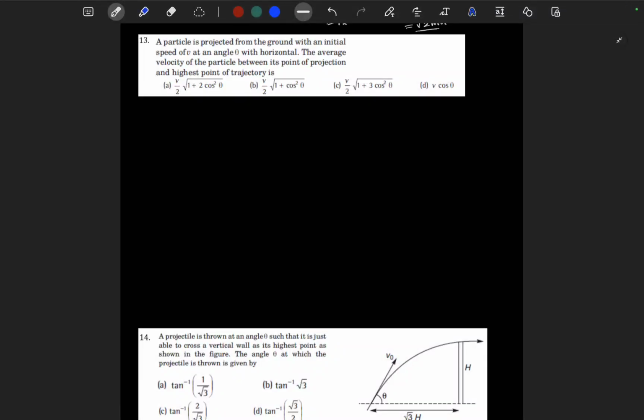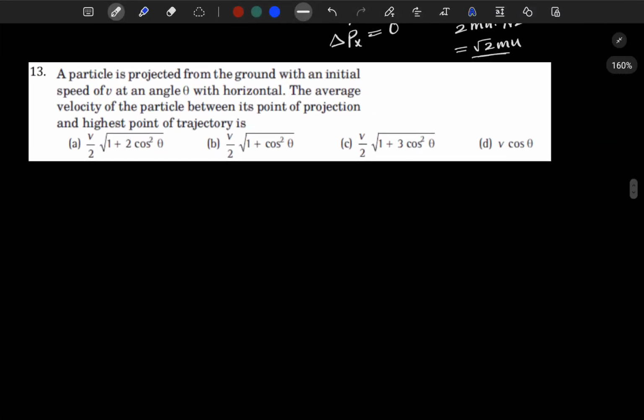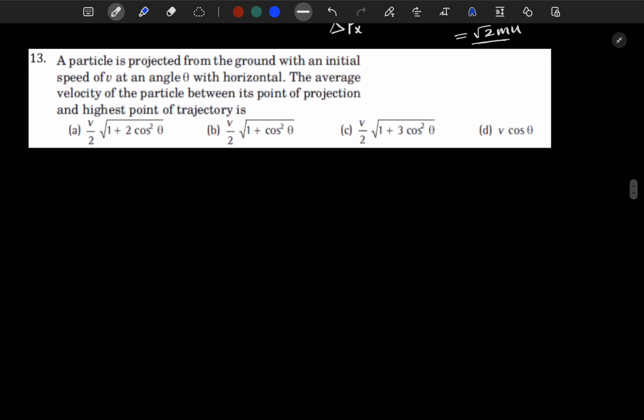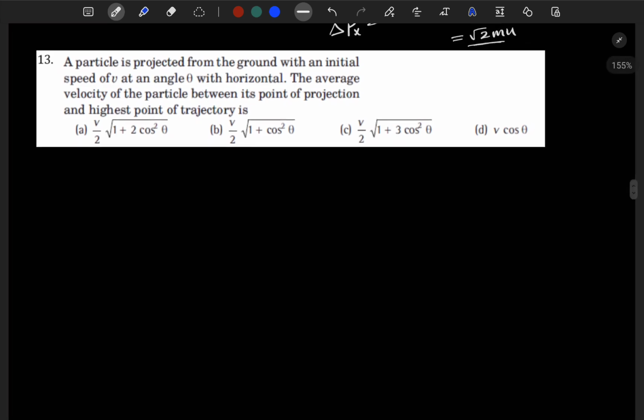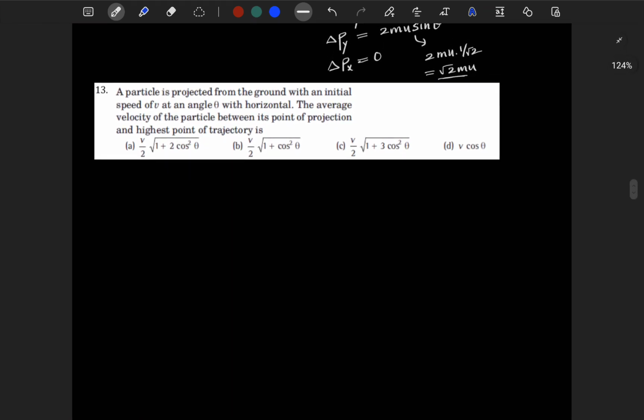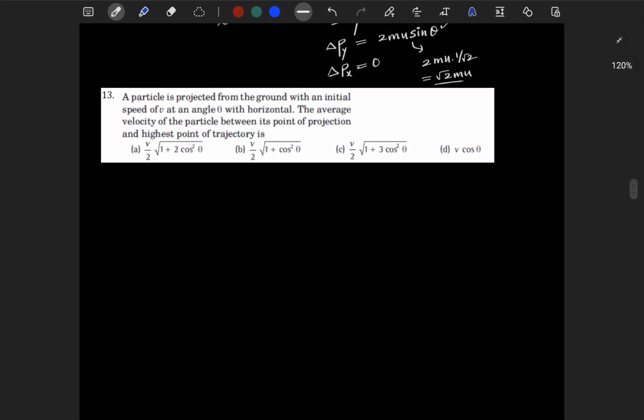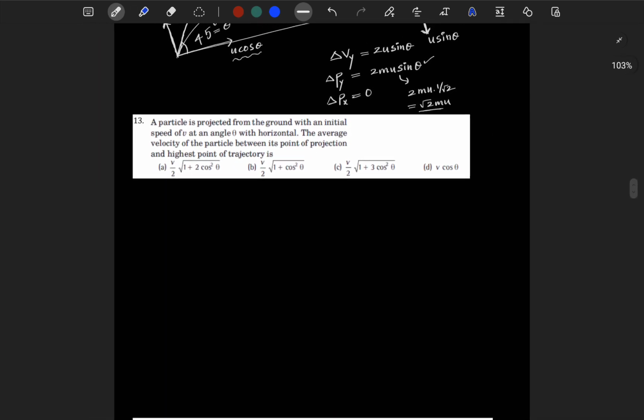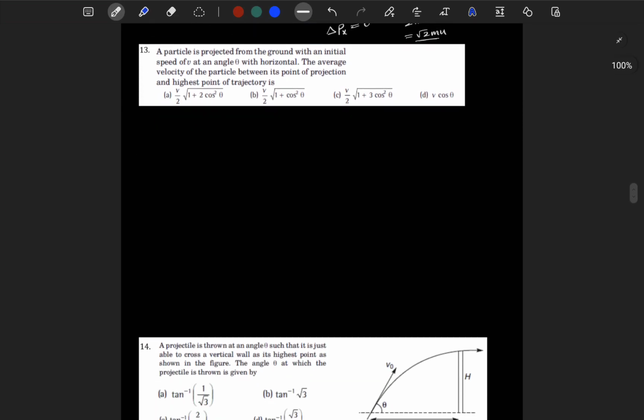I will maximize this question for you. So a particle is projected from the ground with an initial speed v at an angle theta with horizontal. The average velocity of the particle between its point of projection and highest point of the trajectory is. So this is again a question from projectile motion.